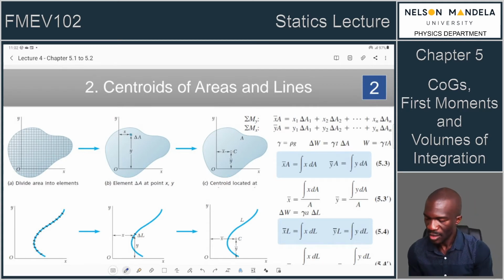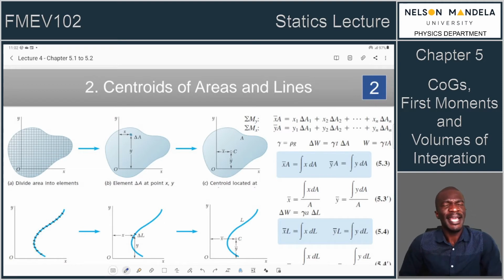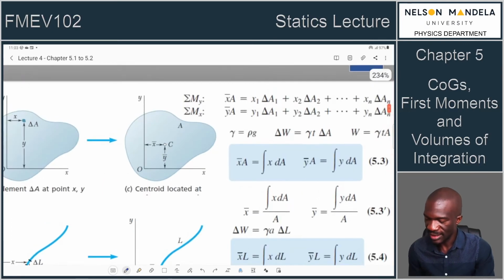Now, for us to find centroids, the idea is that there are some materials that are homogeneous, like we said. If they're homogeneous, then these materials have an even distribution of the particles and their weight. So we can calculate the centroid of that material just using the geometry. We don't even need to consider the weight. So how do we do that?